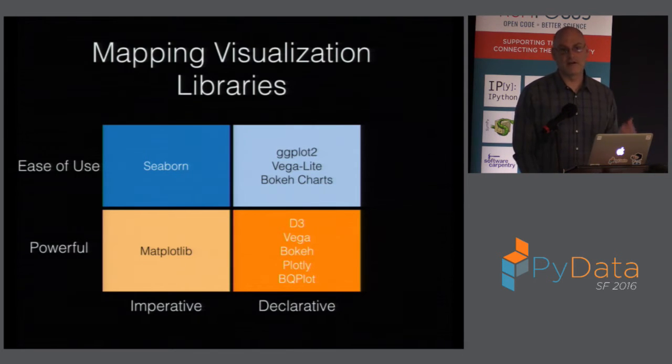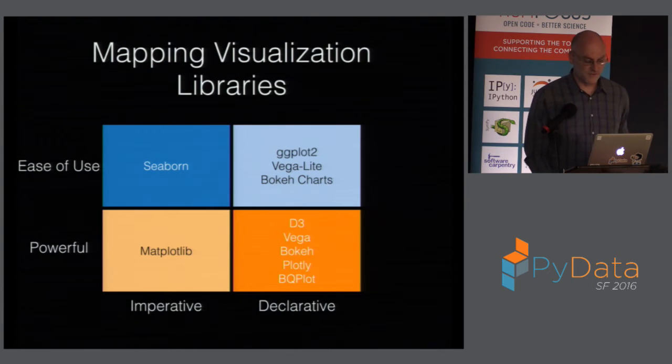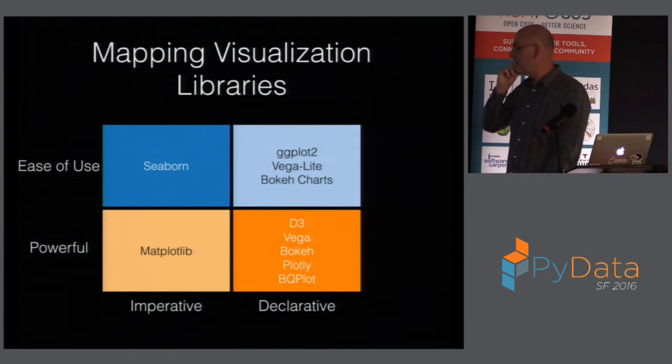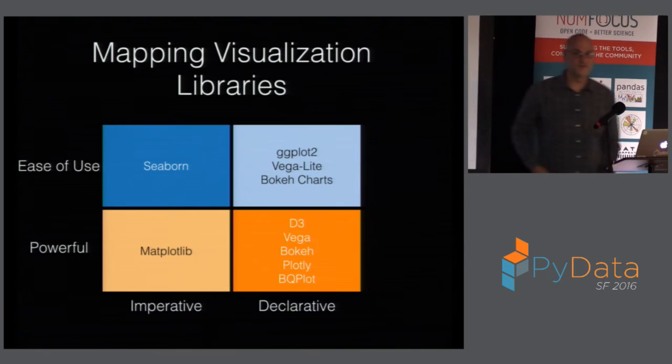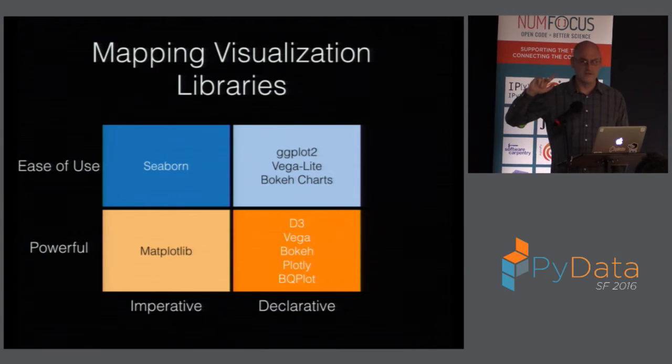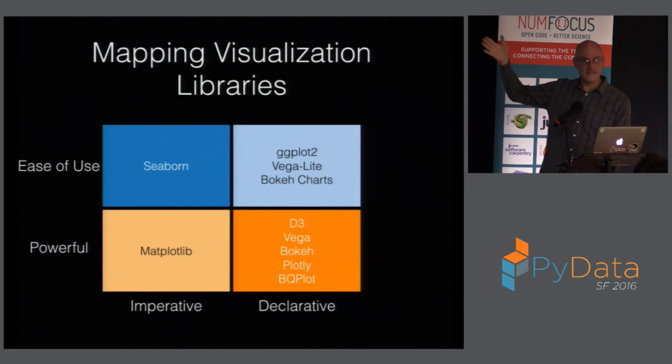So, given this background, how do we map out the current space of visualization tools? Here's a pictorial chart with imperative versus declarative on the x-axis, and then ease of use versus powerful. I'm not really happy with these labels, ease of use and powerful; I'm not quite sure what to call it, though. I think it's probably more of a continuous scale than a categorical one, about how high level versus low level.